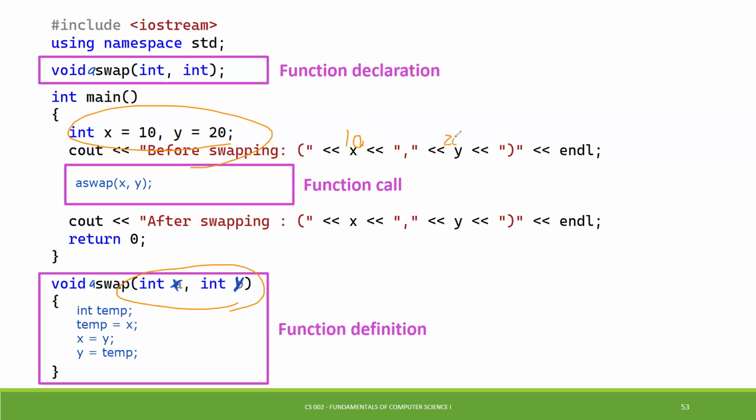You will see 10, 20, 10, 20. This is what happens. So you understand that the swap function does not work in this way.